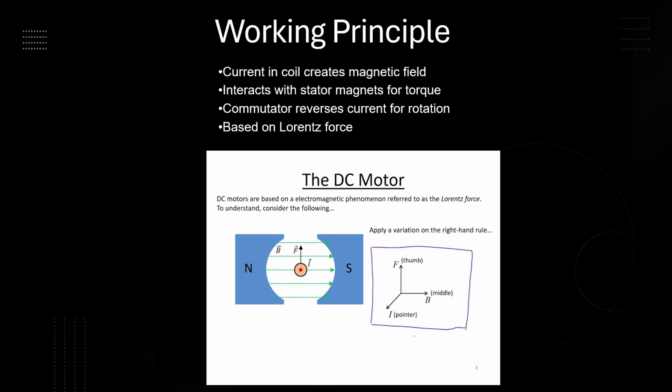The commutator is a segmented ring connected to the armature windings. The stationary brushes make contact with the commutator segments, ensuring the current direction in the coil is reversed precisely at the moment the coil passes the neutral axis, thus keeping the torque in the same rotational direction.